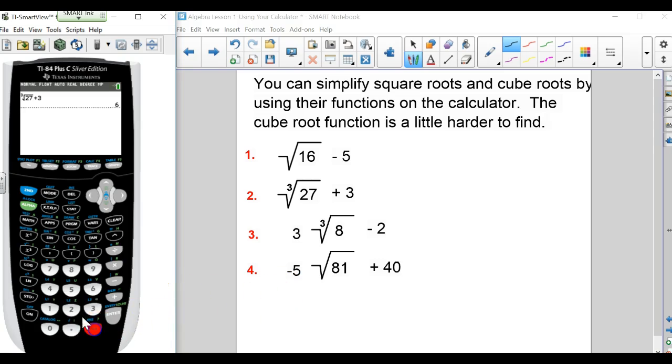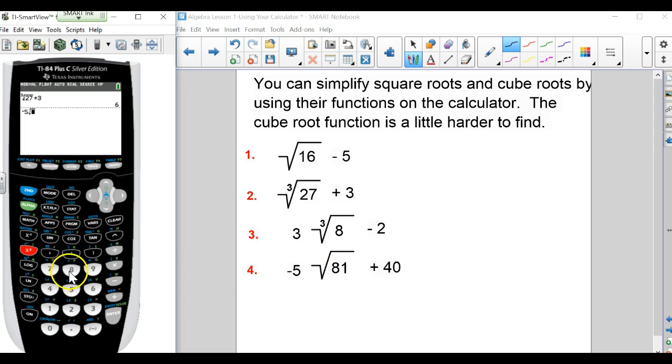We start number 4 out with -5, and then it's times the square root of 81. Well, the square root symbol is not on the math screen. It's this little blue one right above the x squared. So to get to that, you hit the second and then the x squared button, and that puts the square root symbol on your screen.